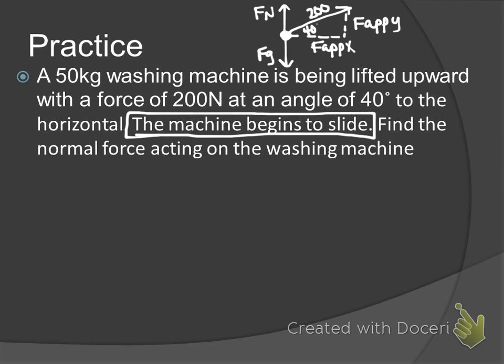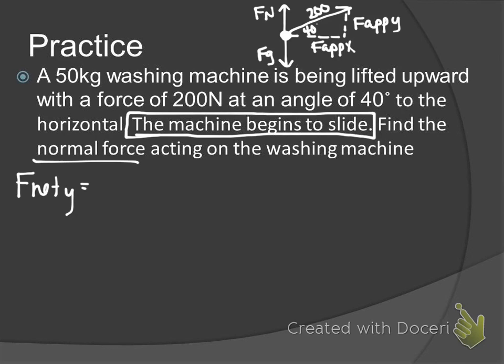So we want to find the normal force. Is that a horizontal or a vertical force? Vertical. So we're only concerned about the vertical forces. Let's write out our F net equation for vertical, and that's upward forces minus downward forces.